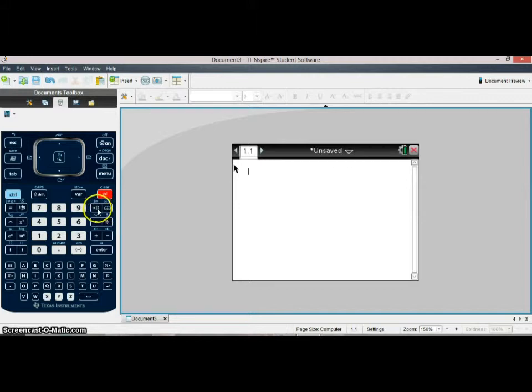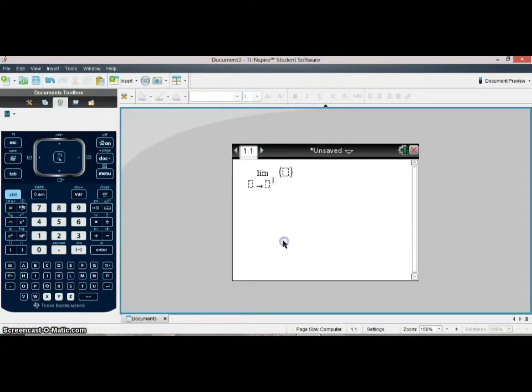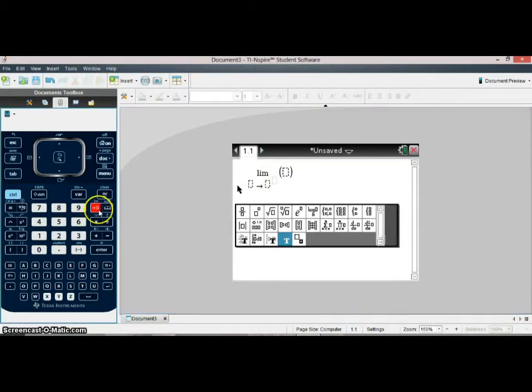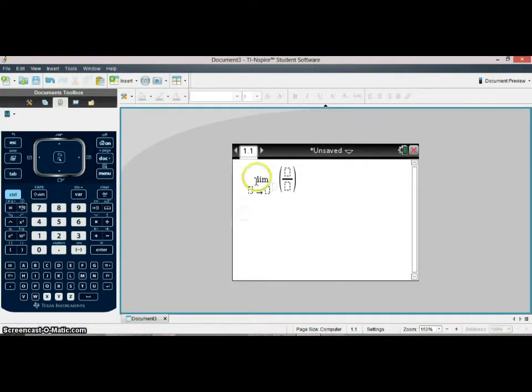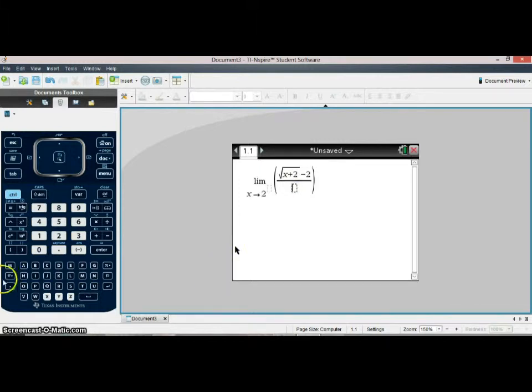So, we're going to go to our symbols, and I do not have a CAS TI Inspire, but if I did, I'm going to show the people out there that do have it just how easy finding limits can be. So we're going to go x, let's go to 2, and then we're going to go square root x plus 2. Why not minus 2? And since I like 2's today, x minus 2.